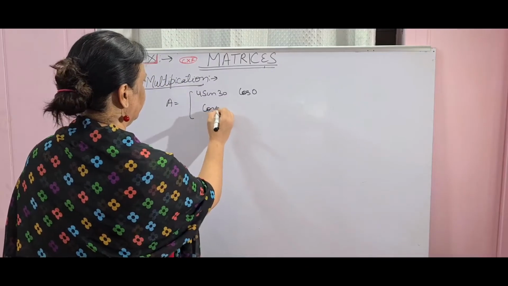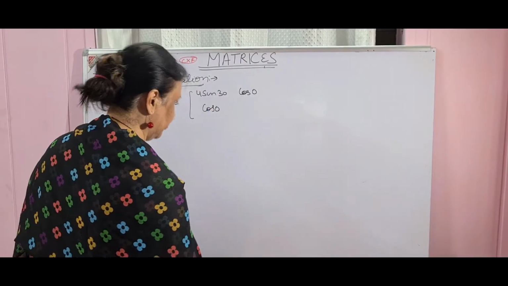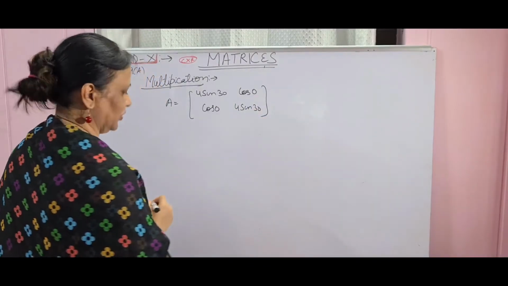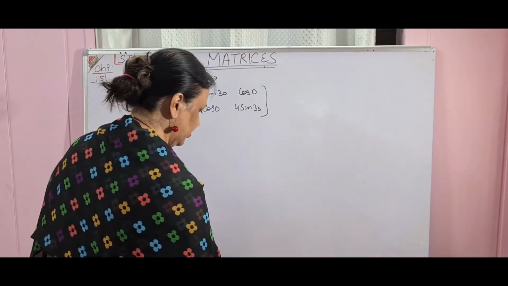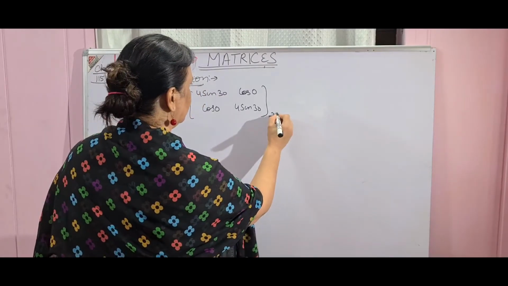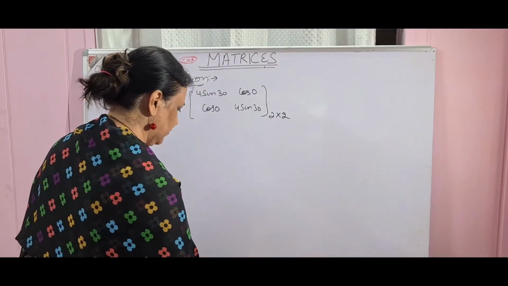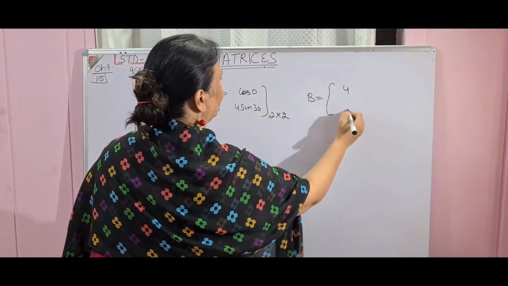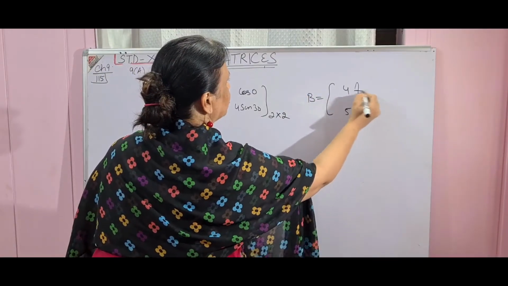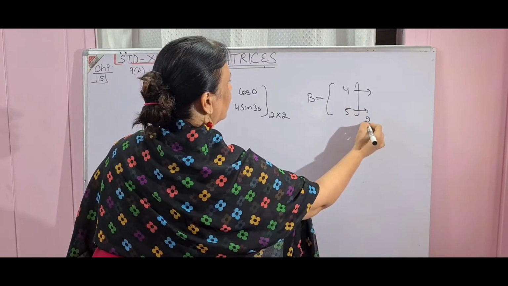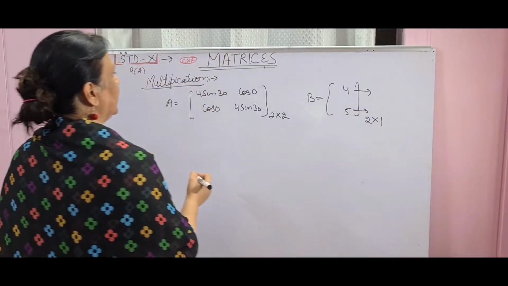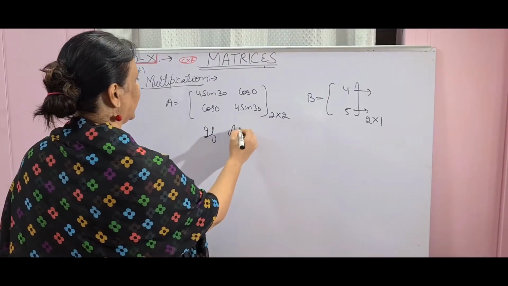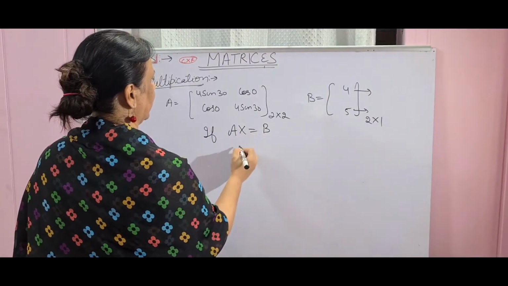A is the matrix [4 sin 30, cos 0; cos 0, 4 sin 30]. So this is my first matrix, which is 2 into 2. Then comes the second, that is B. B is equal to [4; 5] as given, and this is 2 rows and 1 column, so 2 into 1. Then I have to find X. He says if AX is equal to B, you have to find X.